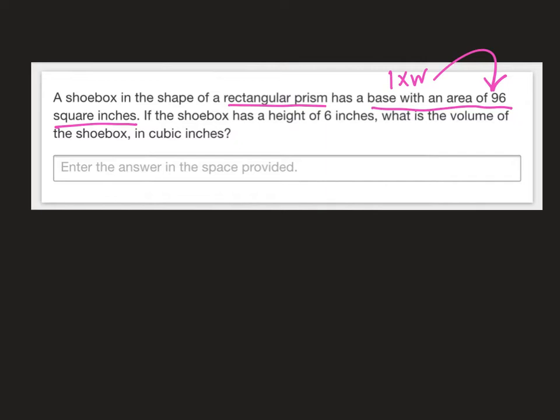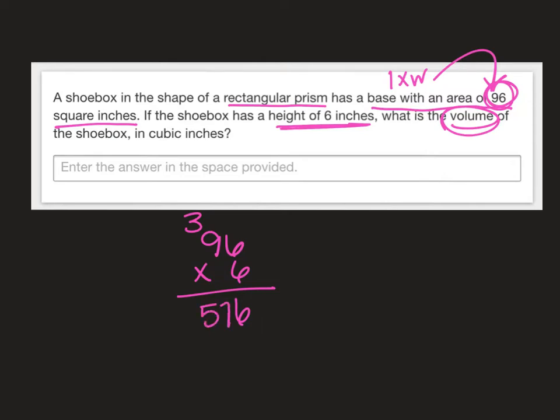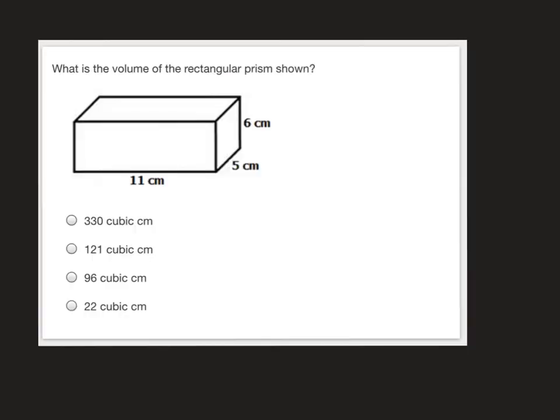So those are those two numbers together. So if they tell you that the shoebox has a height of 6 inches and they want to know the volume, all you have to do, because the 96 includes the length and width, you're just going to use the 96 and you're going to multiply that times the height. And that's all you got to do. 6 times 6 is 36. 6 times 9 plus 3 is 57. So your answer, because they're asking you for the volume, so the total is 576 cubic inches.